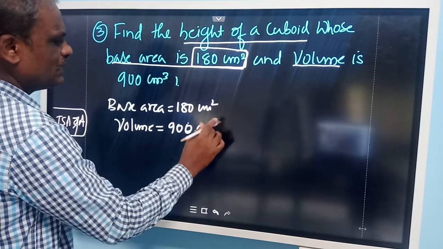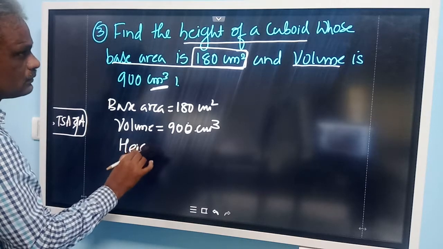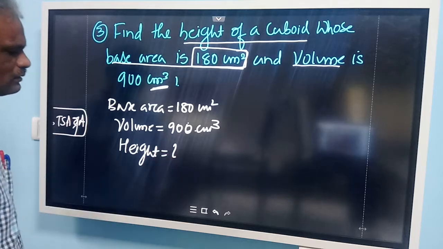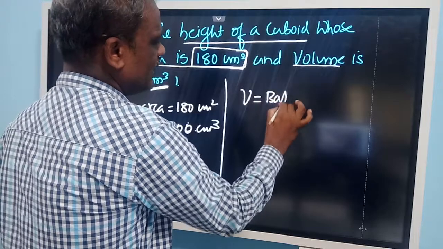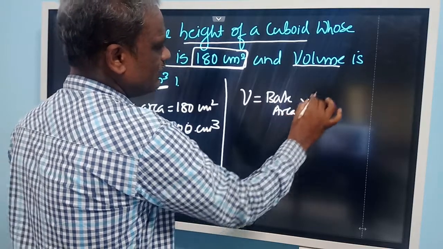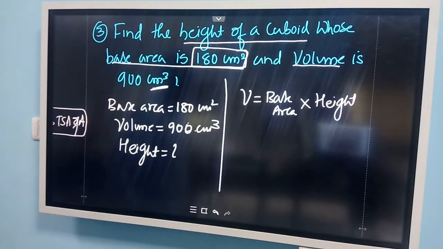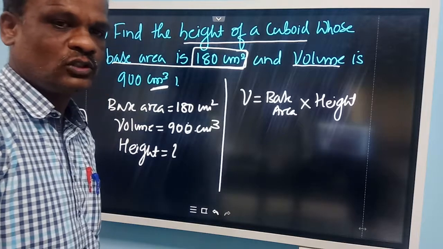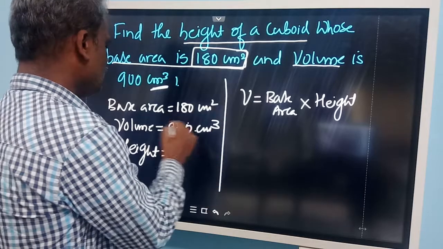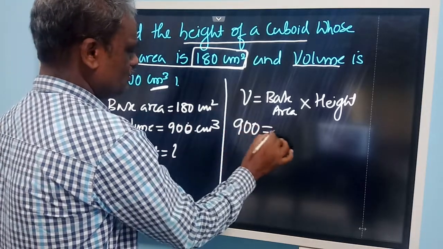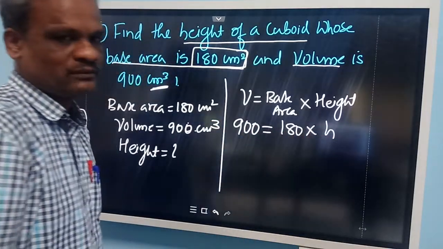So now find the height of the cuboid. Height you have to find out. So formula you can use: volume is equal to base area into height. Volume is given, you write 900, and base area is given, you write 180, into height, you write the symbol h.